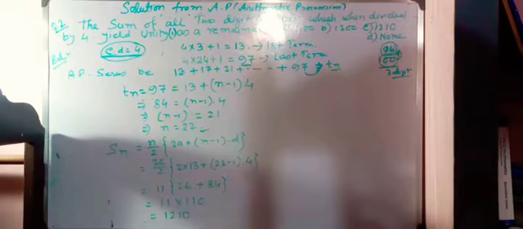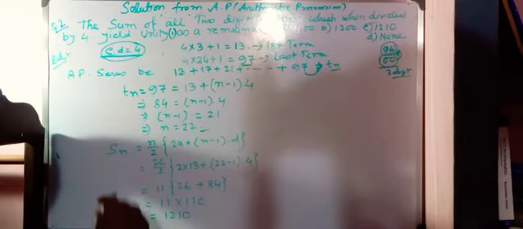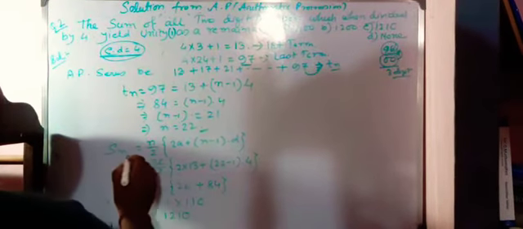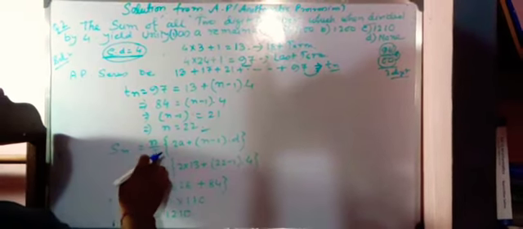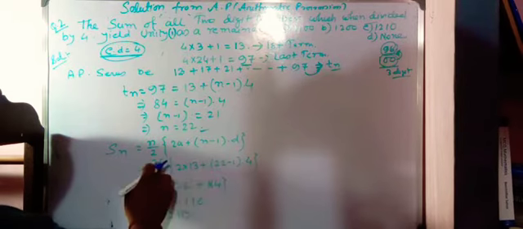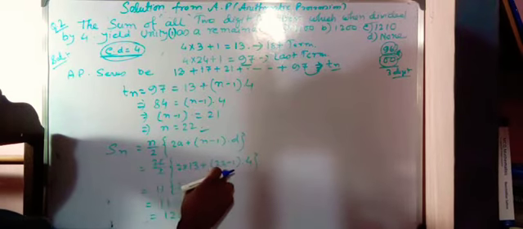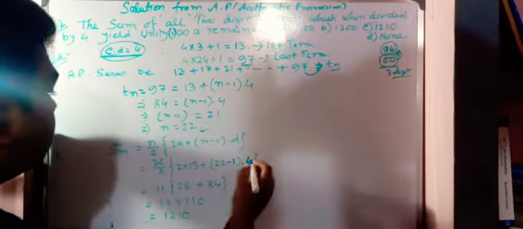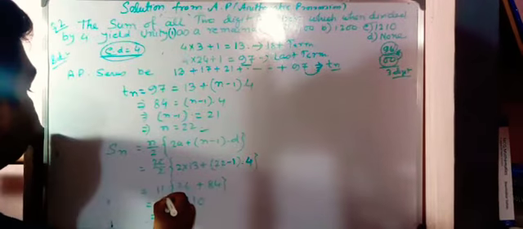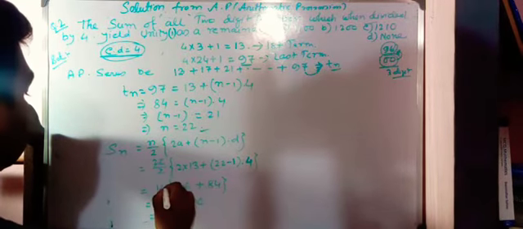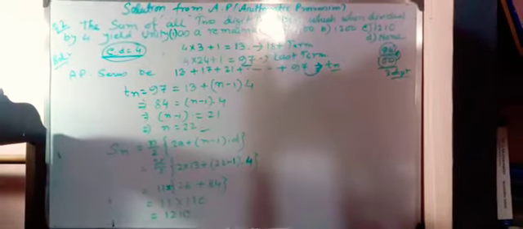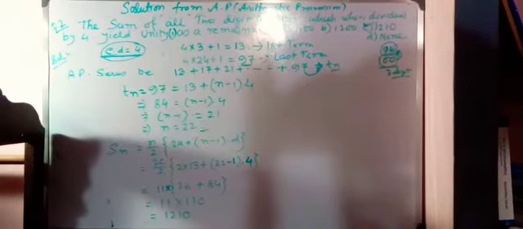Understood? Now we have to compute the value of Sn, that is the sum of all these terms. We just put in the formula of the sum: Sn is equal to n by 2 times twice a plus n minus 1 into d, that is 22 by 2 times 2 into 13 plus 22 minus 1 into 4. Understood? So this is 11 into 26 plus 84. By calculating we get 1210. So my answer should be 1210. Understood? Let's move to another question.